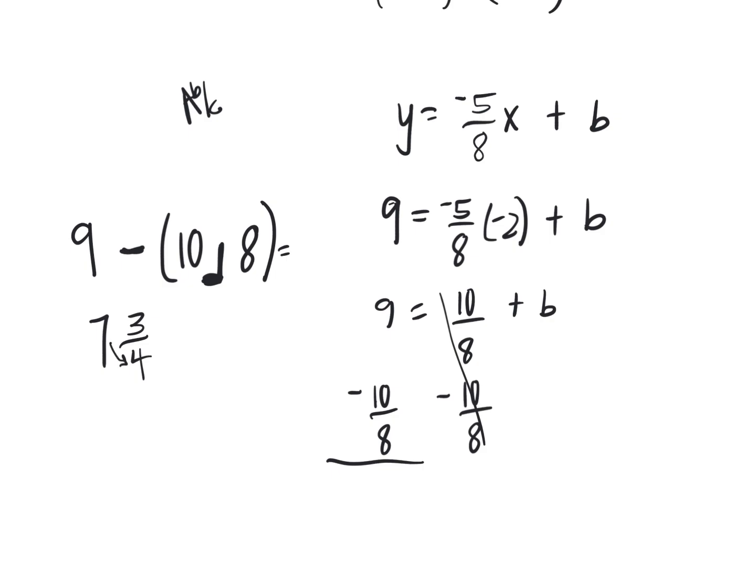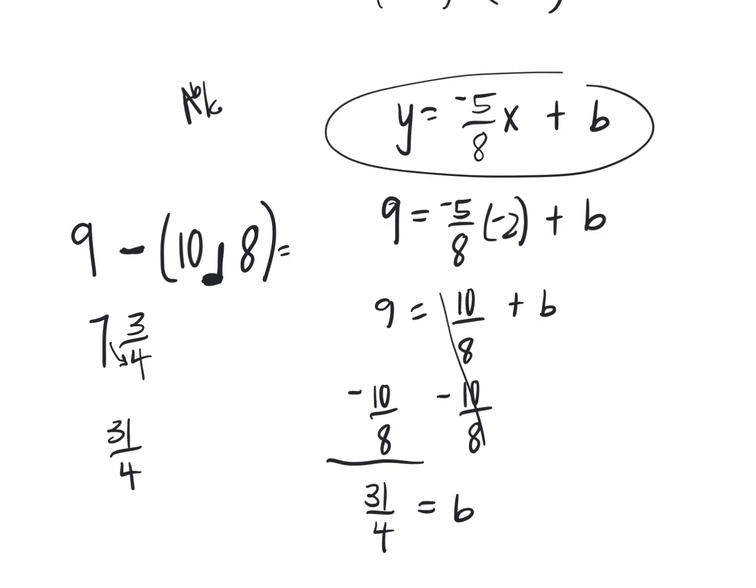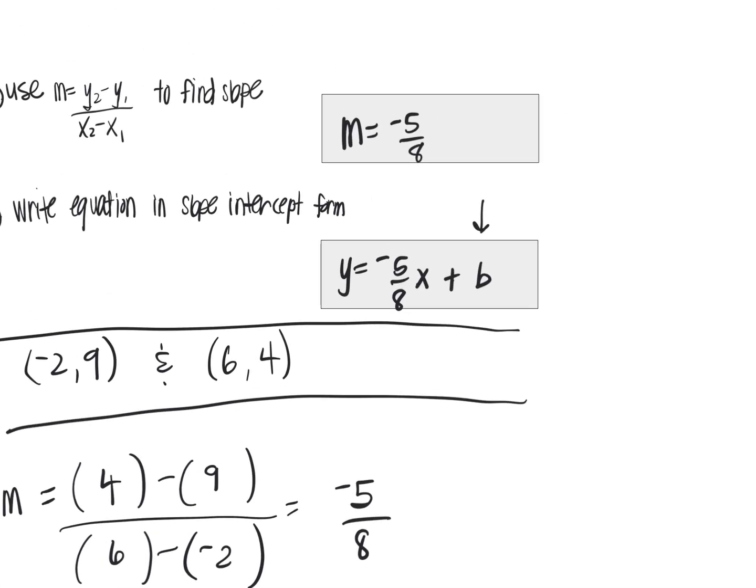7 times 4 is 28. And then you could say 28 plus 3 is 31/4. So 31/4 is what I get for 9 minus 10/8. 31/4 equals b. So to solve for b, I took what I thought was my equation, and it is. But I plugged in an x value from a point and a y value from that same point, and I solved for b.